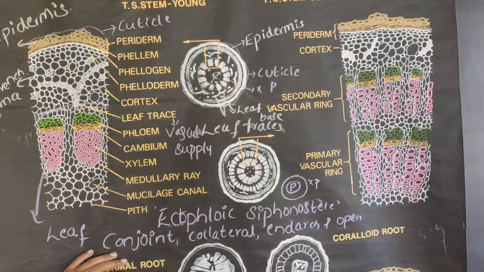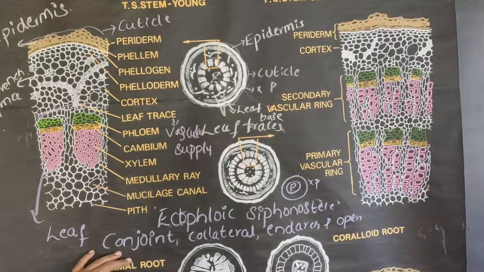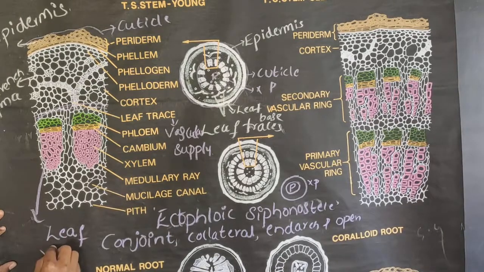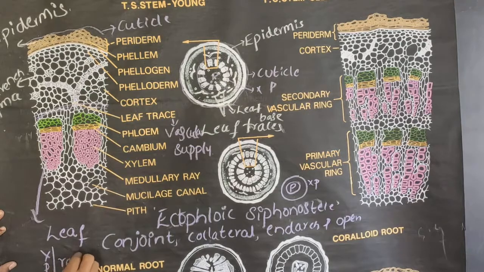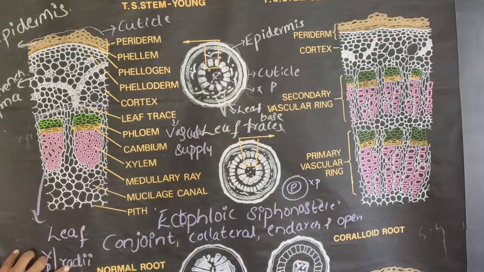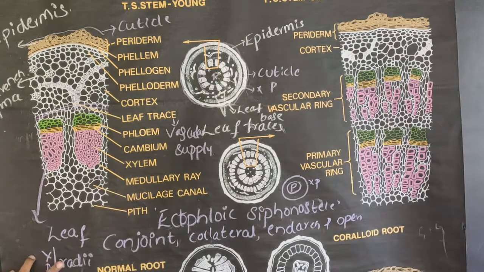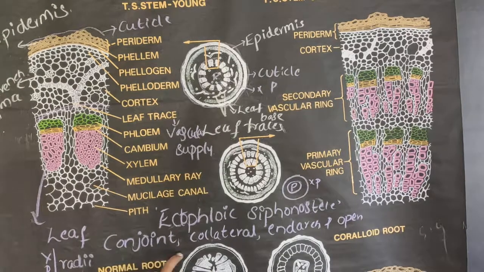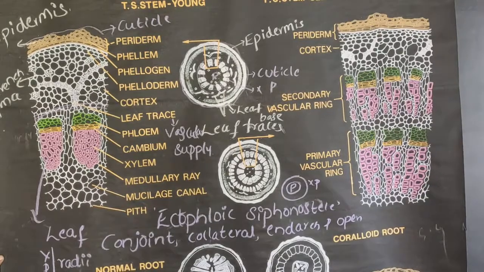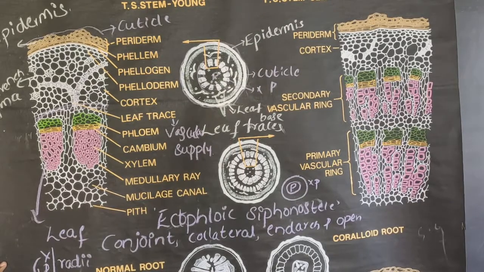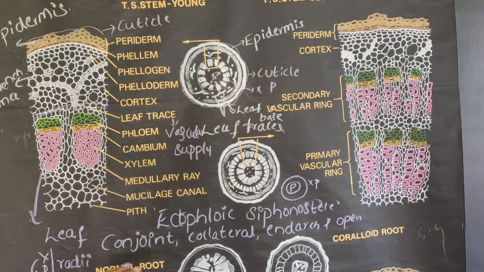What do you mean by these terms? Conjoint vascular bundles means both the xylem and phloem are present on the same radius. Next, coming to collateral: collateral means both xylem and phloem are present side by side.